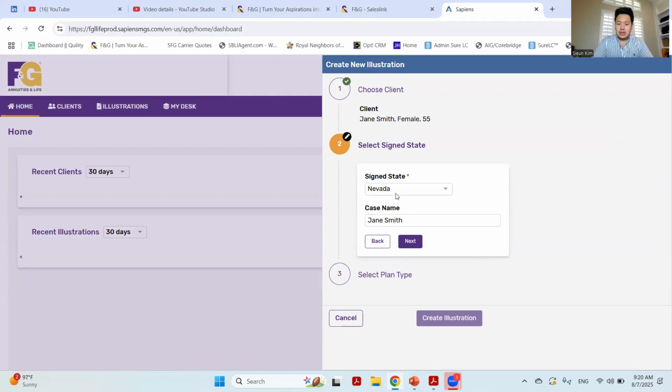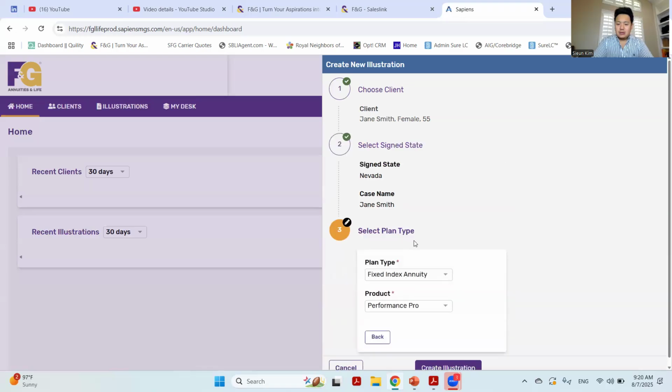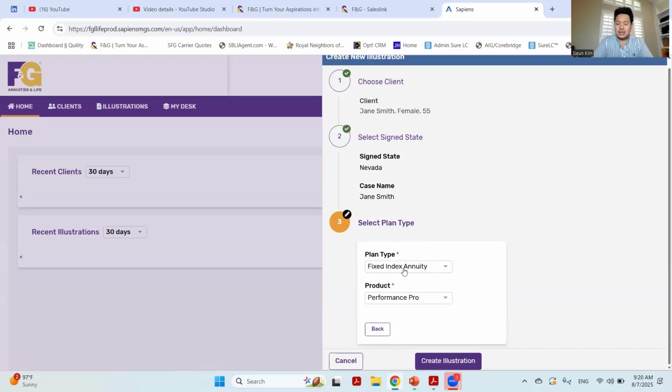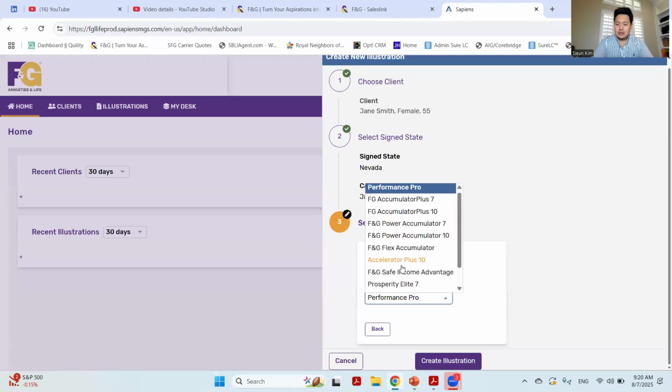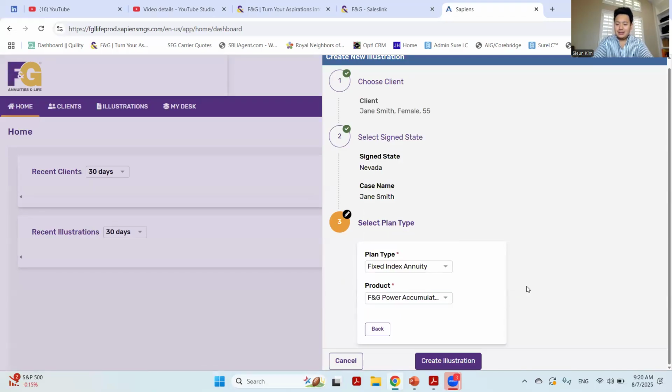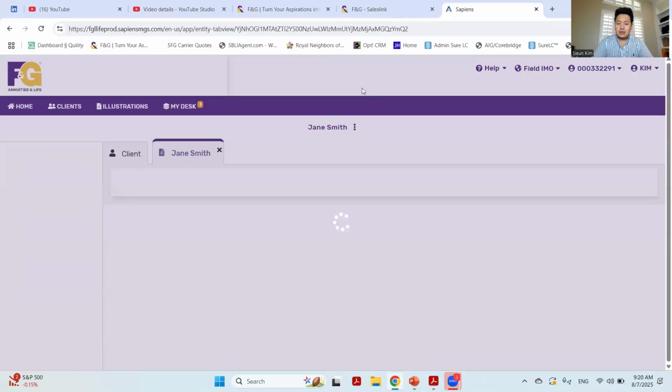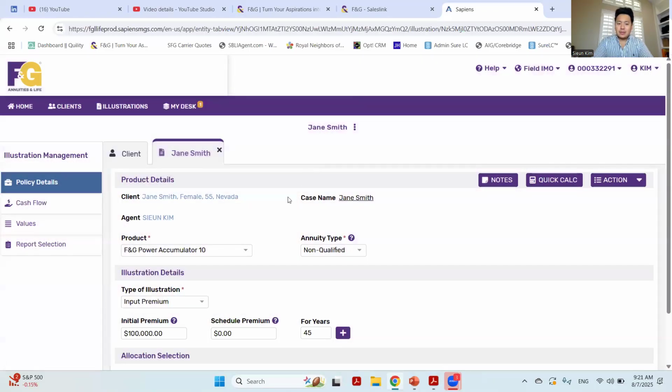Let's go ahead and take a look at Nevada, Jane Smith. Plan type is fixed index annuity. That's the product that we were talking about. Product is Power Accumulator 10. And you click Create Illustrations.